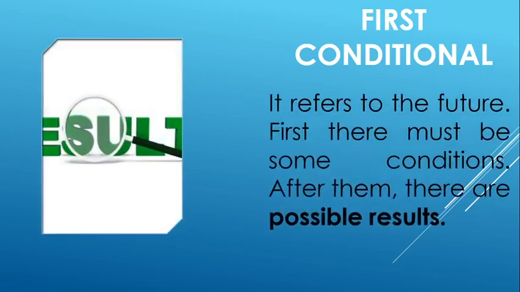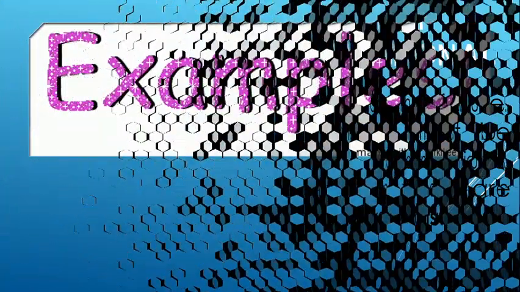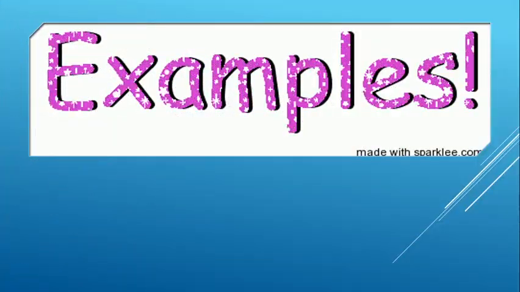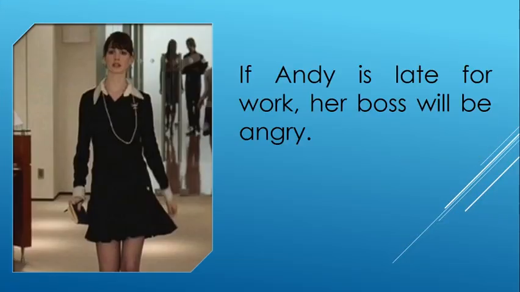Now, we also have the first conditional. The first conditional refers to the future. We need to have a condition in the present which will have a possible result in the future. We are going to see it in the examples. If Andy is late for work, her boss will be angry.